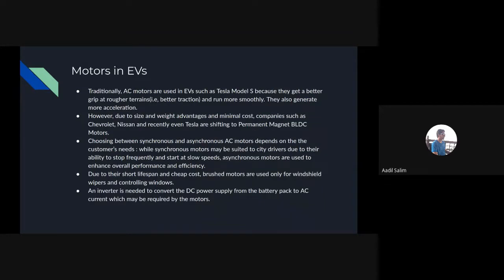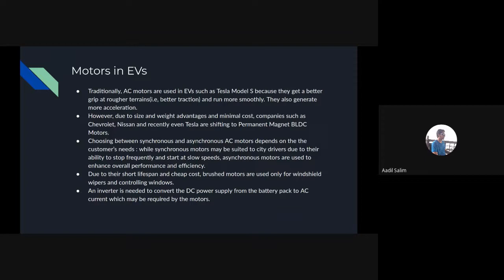Now, I mentioned a lot of motors and their workings. However, what application do they see in electric vehicles? Well, traditionally, in an electric vehicle for the propulsion system, we use AC motors. That is either the induction motor or the synchronous motor. And a good example of this is the Tesla Model S.